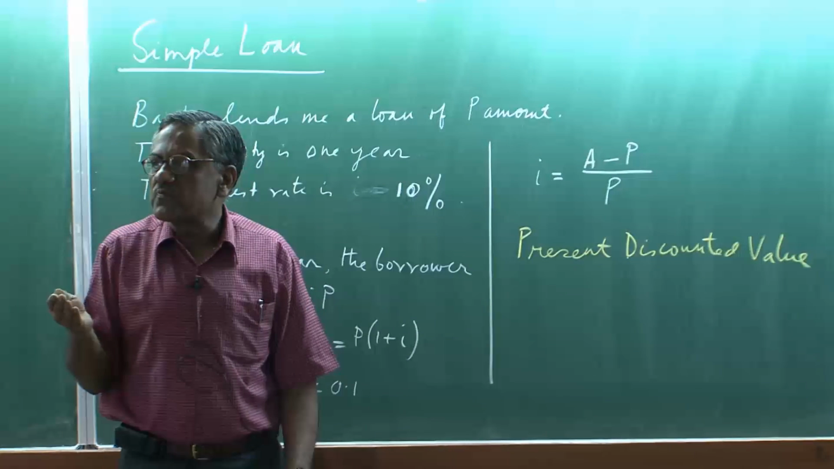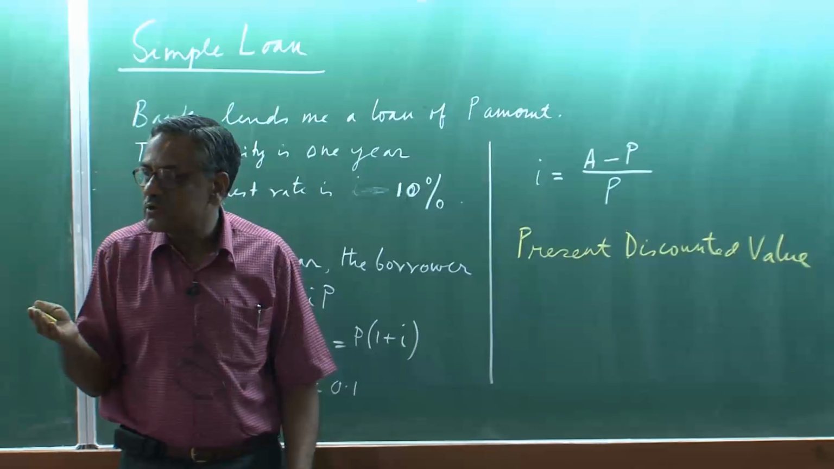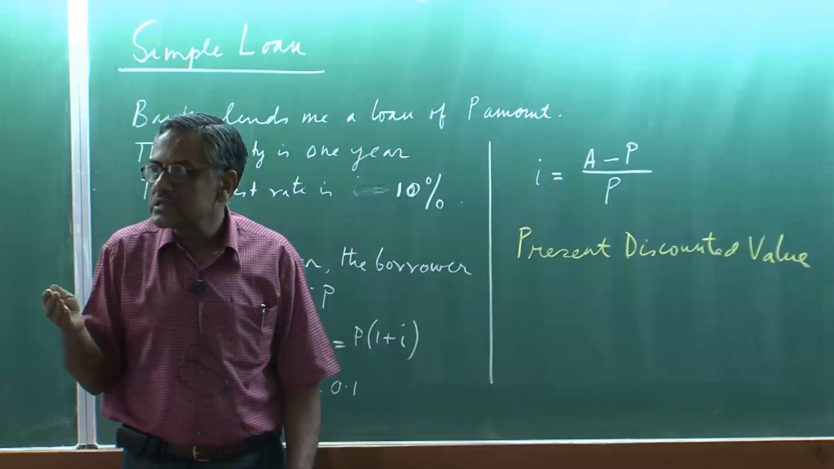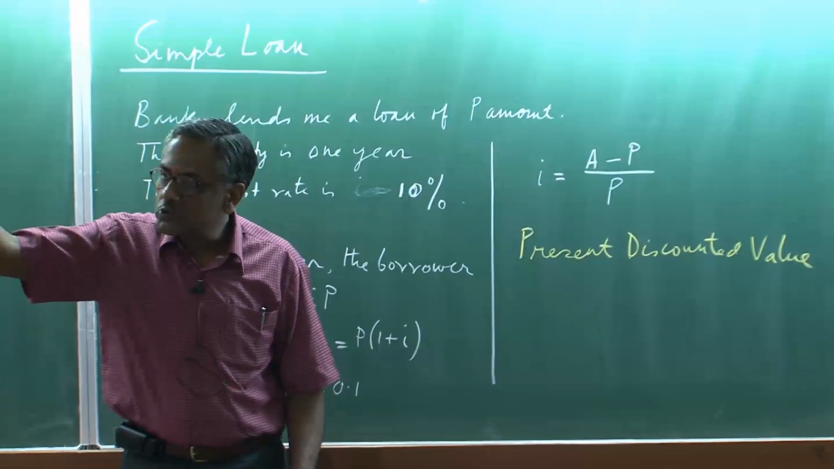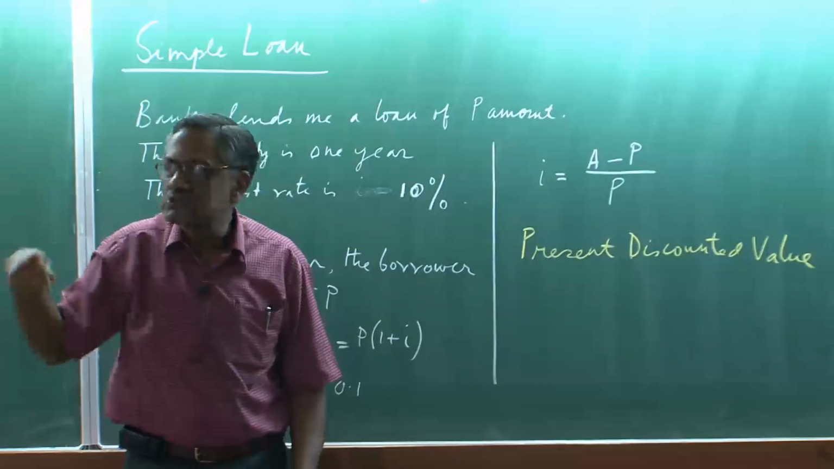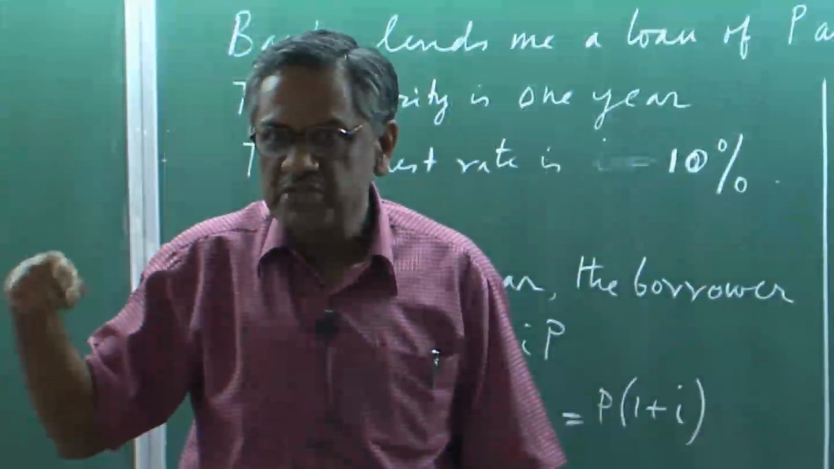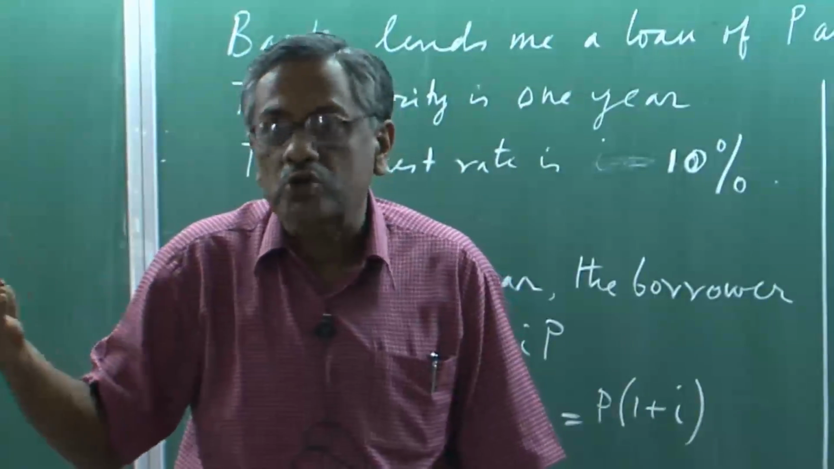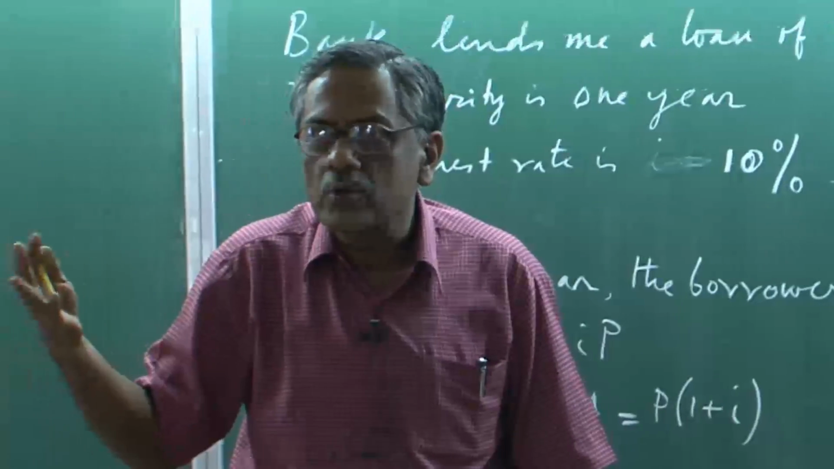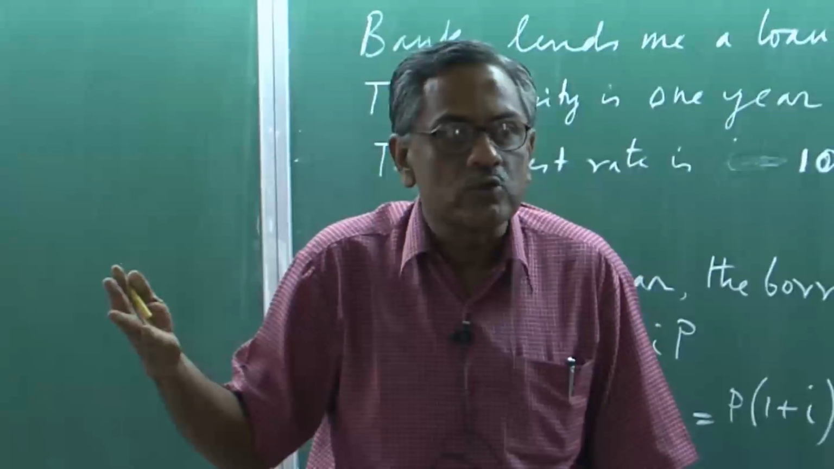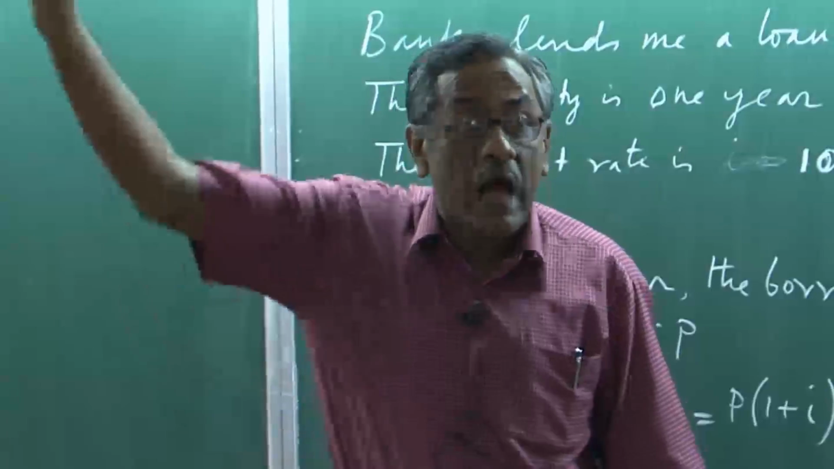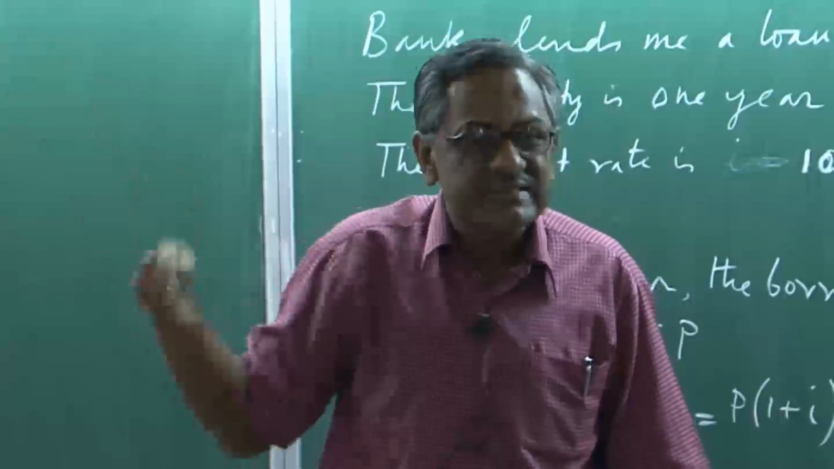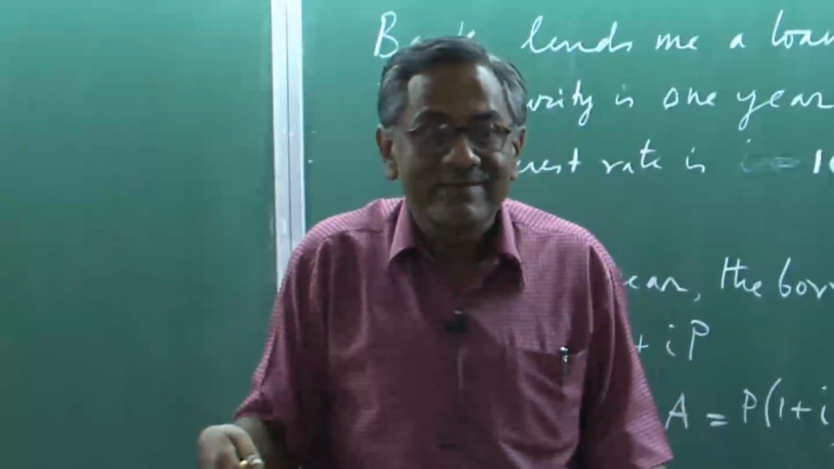So, present discounted value essentially means something that you will get in future is worth much less today. Present discounted value means presently reduced value of what? Presently what you are reducing? Which value? The value that you will get after 1 year is worth less than if you have it today.